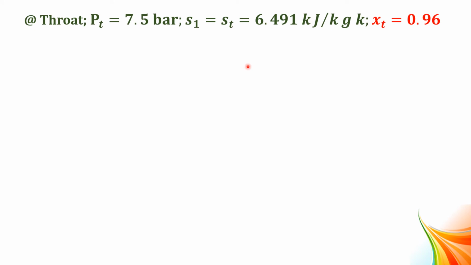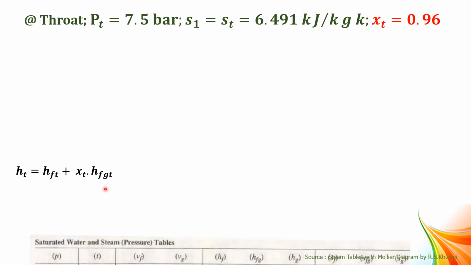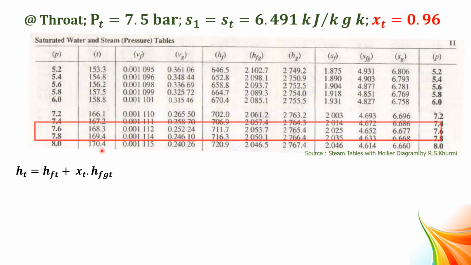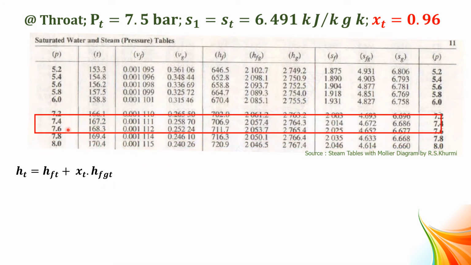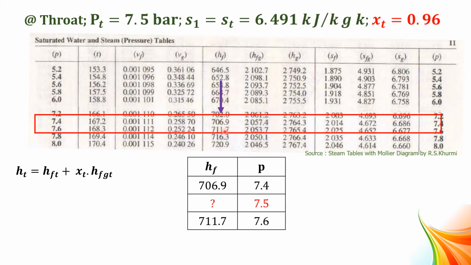Now we have to find out the specific enthalpy of steam at the throat section. So for that we have to use Ht equal to Hft plus Xt into Hfgt. Xt we know. So Hft and Hfgt values we can get from the steam table corresponding to a pressure of 7.5 bar. So here also the 7.5 bar pressure is not given in the steam table. So we have to take the values corresponding to 7.4 bar and 7.6 bar and interpolate it and get the value Hf equal to 709.3 kilojoule per kilogram.